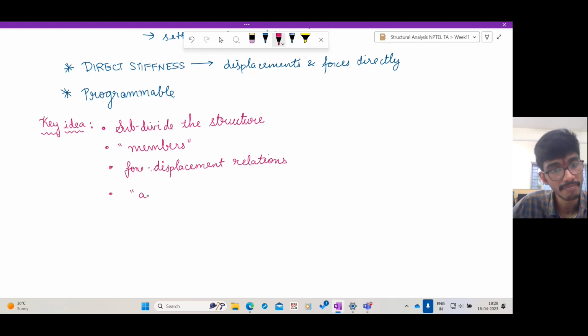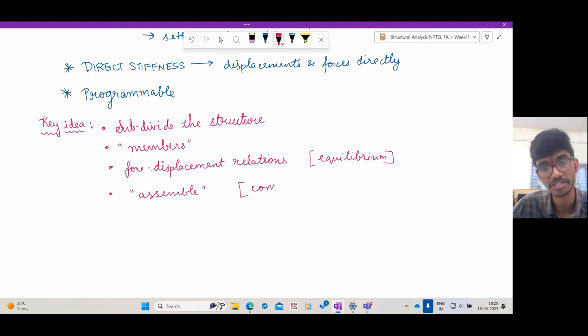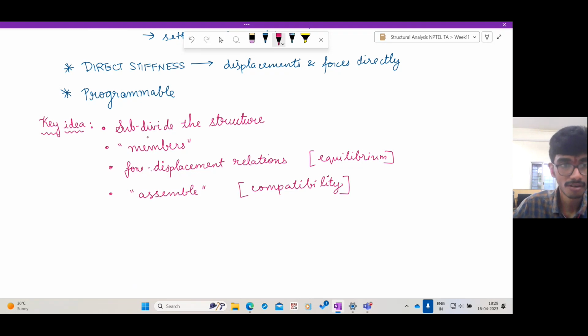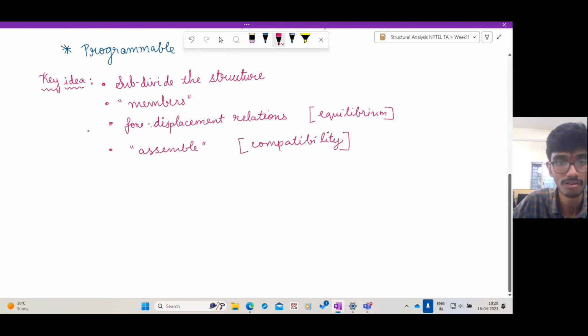Then you need to assemble them. The force displacement relations for each member rely on the equilibrium conditions. And when you assemble the members together, you rely on the compatibility conditions. So therefore, instead of considering the entire structure at once, we consider a part of it, enforce the force displacement relations for that small part, and do it for every part, then finally put them all together by an operation called assembly.